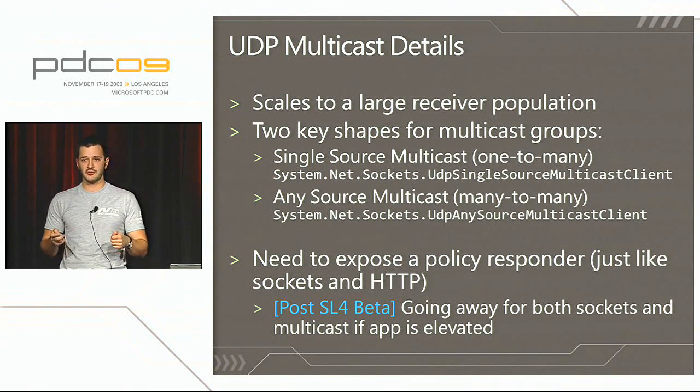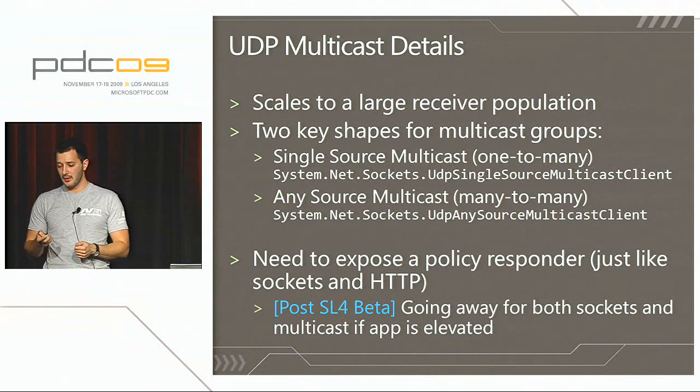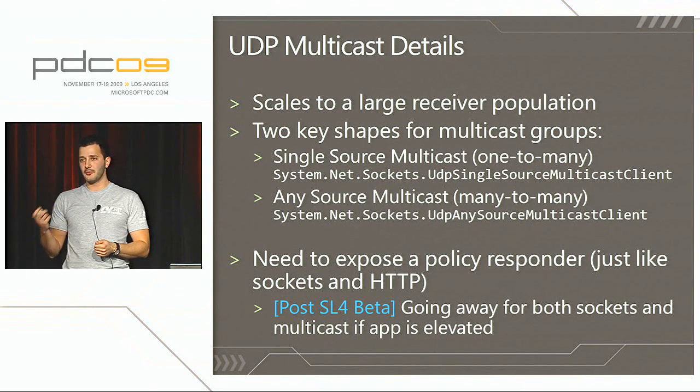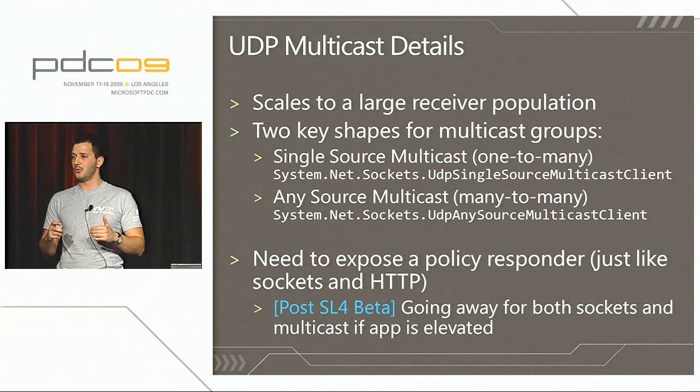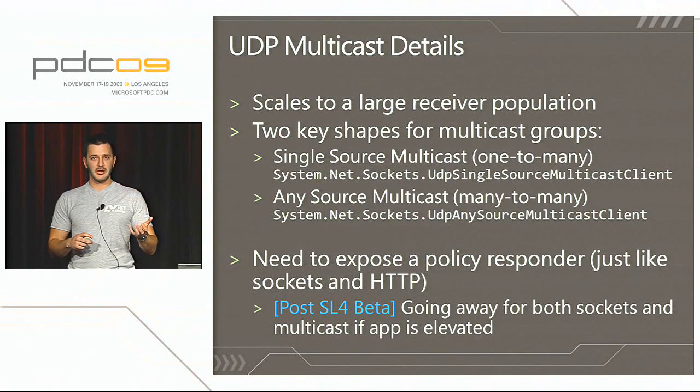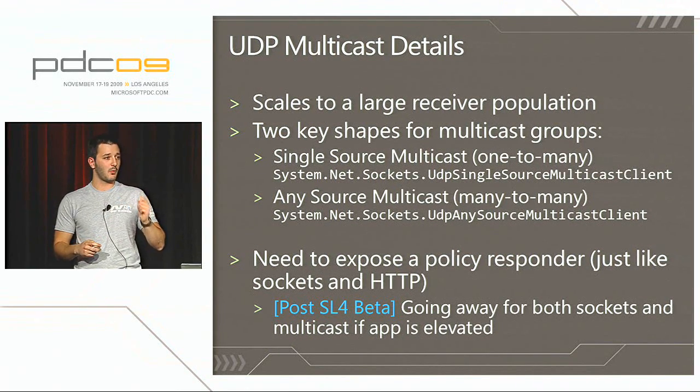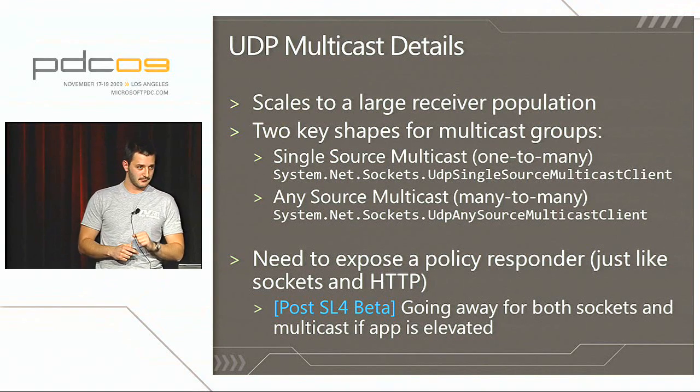The two classes you should look out for in Silverlight 4 are the UDP single source multicast and UDP any source multicast client. So you'd use one or the other depending on whether you want to listen to all messages from a given multicast group or just messages from one sender in that multicast group.